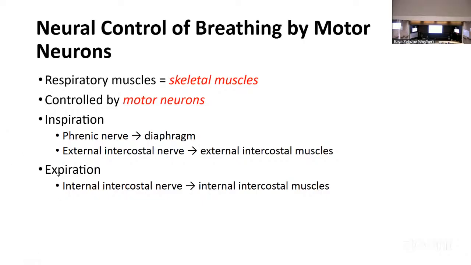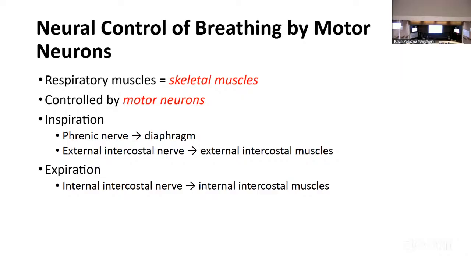So expiration is usually passive. Usually you're just relaxing in order to breathe out, because your relaxed diaphragm shrinks your thoracic cavity. If you relax those external intercostals, your chest collapses in a bit. So usually that's all it takes to get enough pressure in your chest in order to breathe out, because you raise it above atmospheric pressure. So usual, typical, easy breathing, you don't need a new nerve.